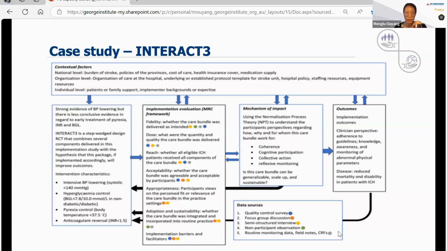So as you can see, we collected data from the survey for the fidelity and also for the dose of the intervention implementation, but more specifically to understand the appropriateness and acceptability through the qualitative data research, and to understand the adoption and also the sustainability, like whether the care bundle was integrated and incorporated into the routine practice, using non-participant observation, and also routine monitoring data or field notes.